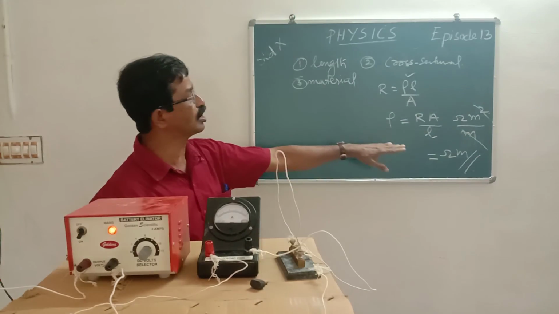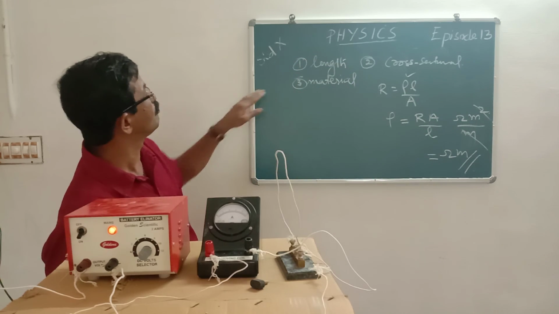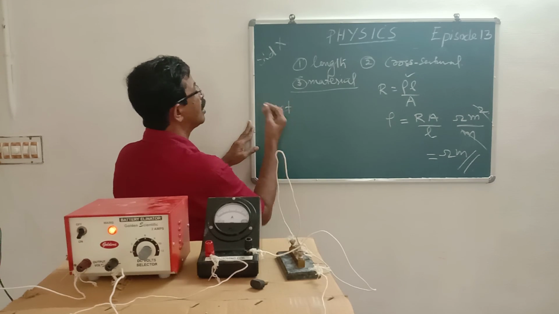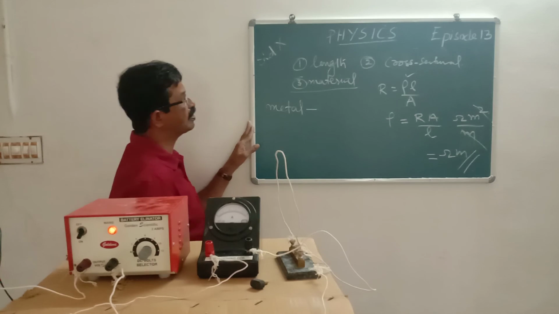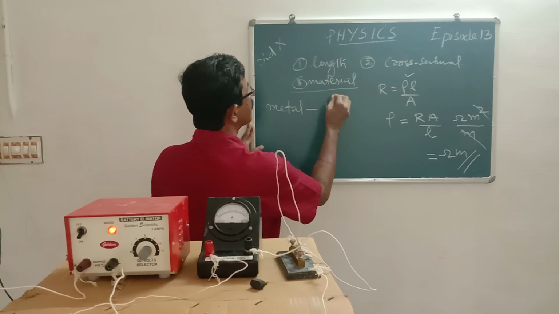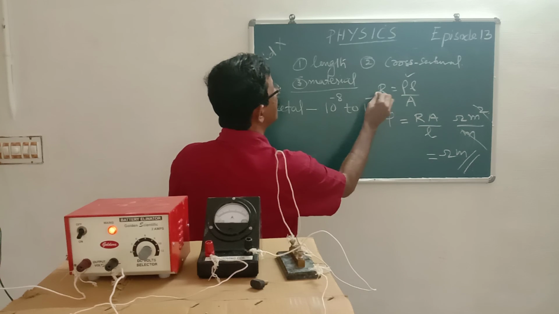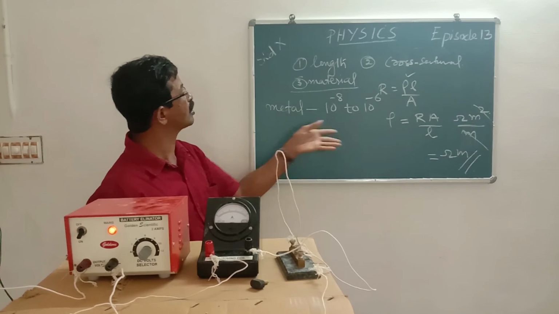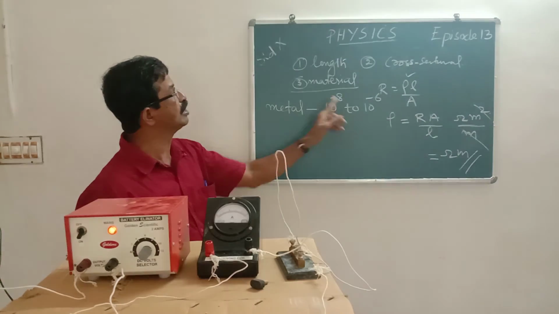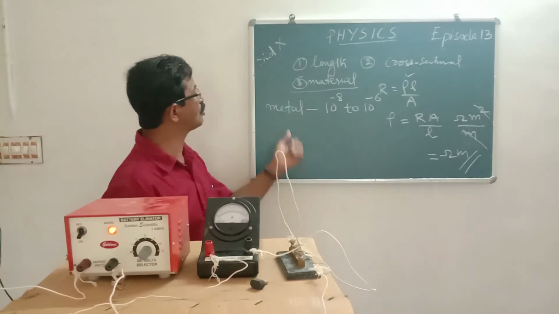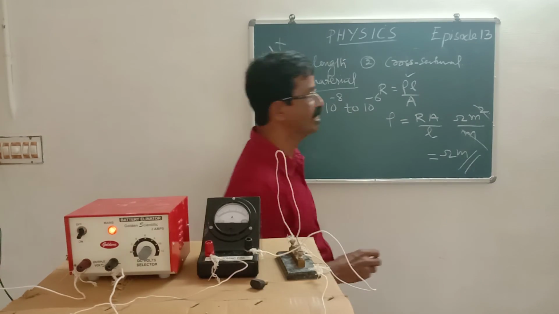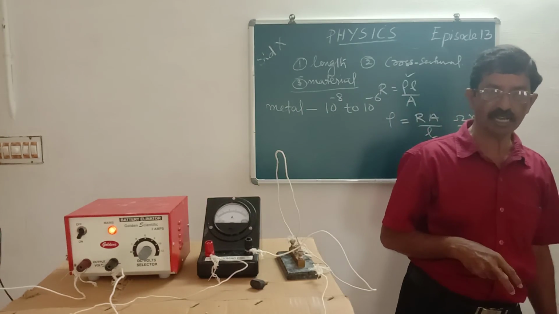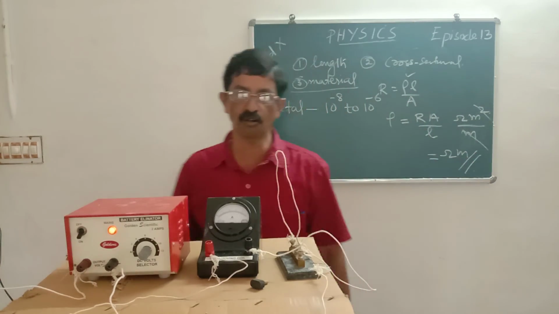Then resistivity and its unit. Then which ones have the least resistivity? Metals have the least resistivity. It varies from 10 raised to minus 8 to 10 raised to minus 6. Resistivity of alloys is more than that of metals. Hence we use alloys to make heating coils because they do not get oxidized at a high temperature. Then for insulators, the resistivity is very high. Okay, with this we can conclude today's class.